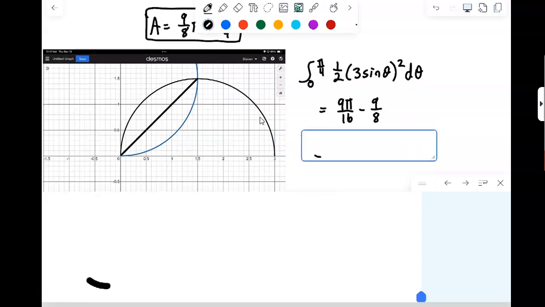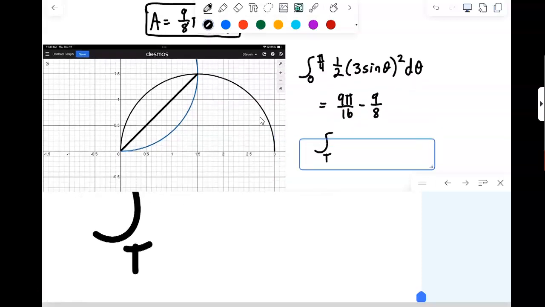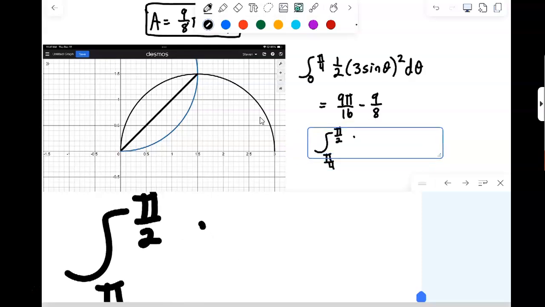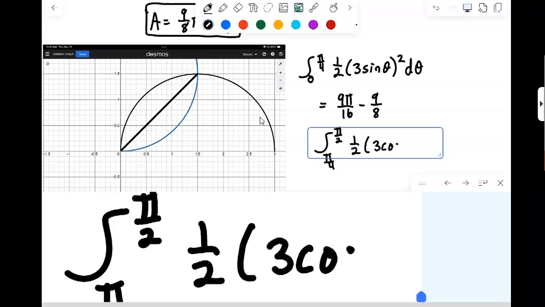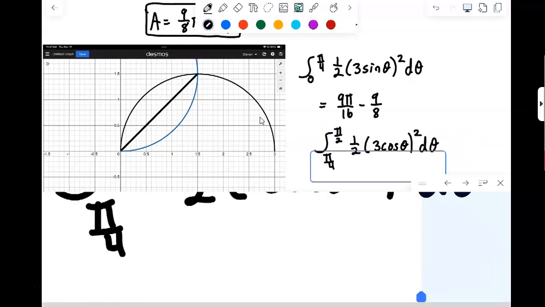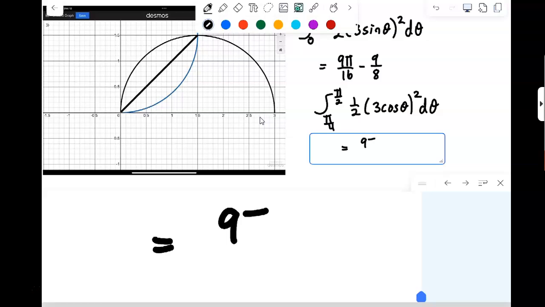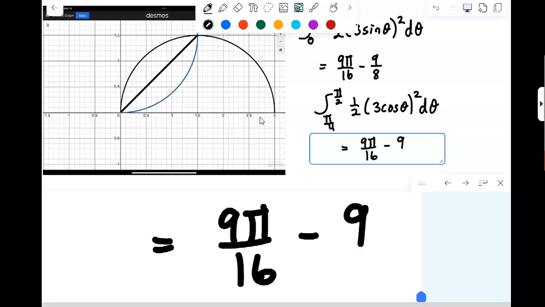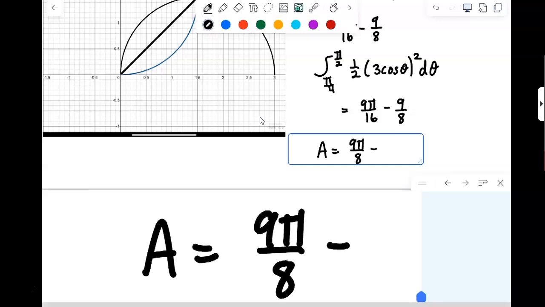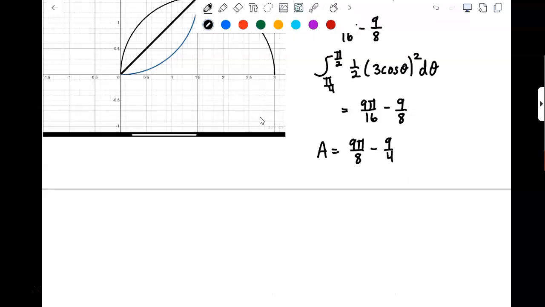And then do the integral from pi over 4 to pi over 2 of 1/2 of 3 cosine theta, quantity squared, d theta. Right? And you'll get the same thing: 9 pi over 16 minus 9/8. So when you put those two together, you'll get a total area of 9 pi over 8 minus 9/4. So that's just another way you could have approached the problem.